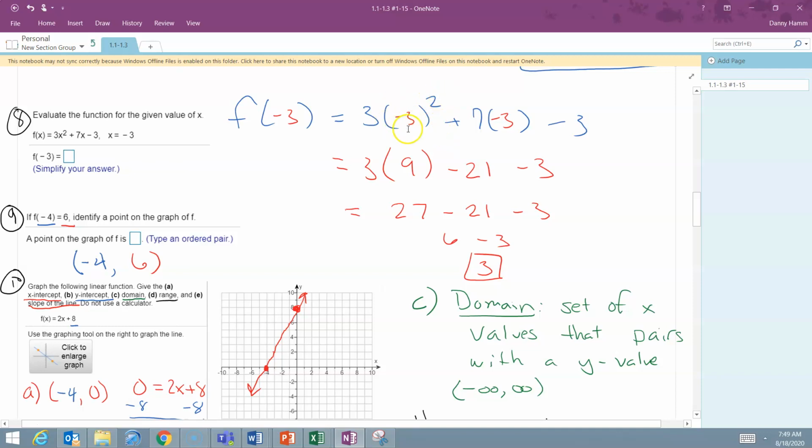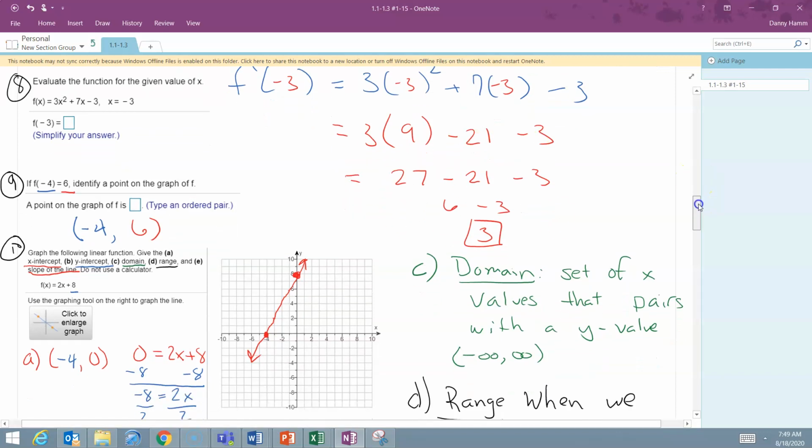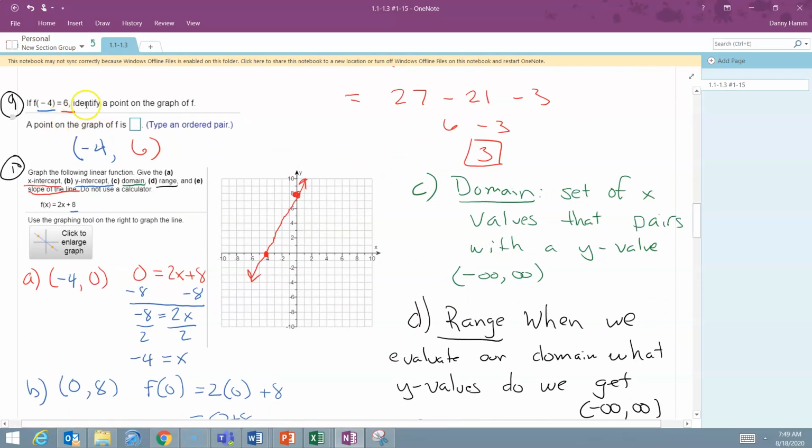And here's what I was talking about earlier. Here, negative 3 is included in this square, so therefore it's negative 3 times negative 3, giving us a positive 9. We multiply here, we get a negative 21, and we evaluate. Here is a fancy way of just simply writing negative 4, 6.